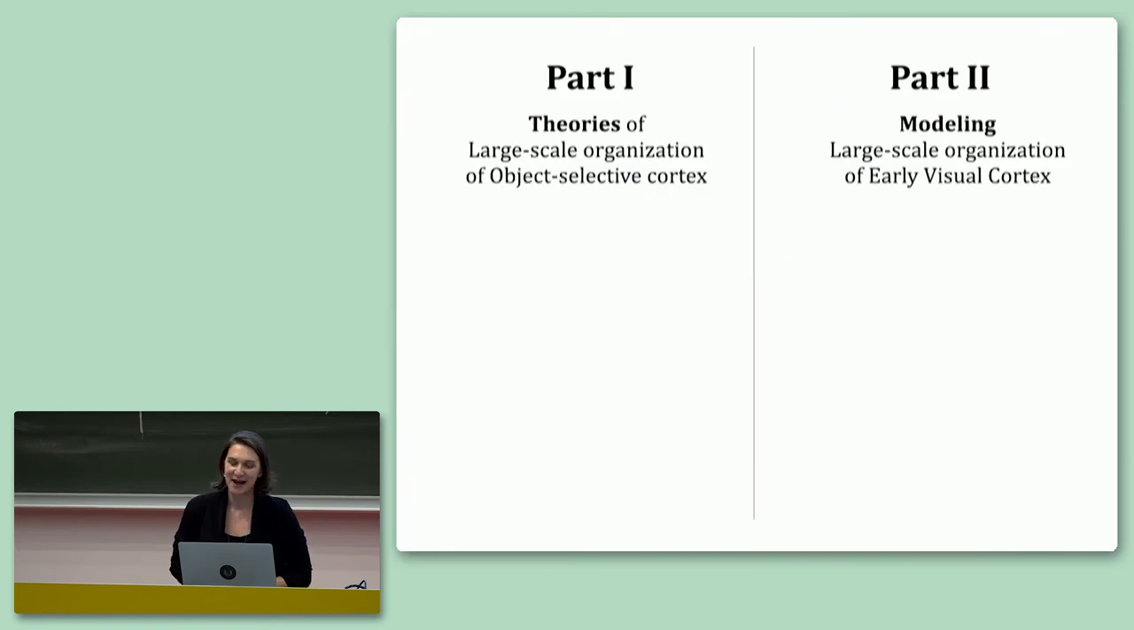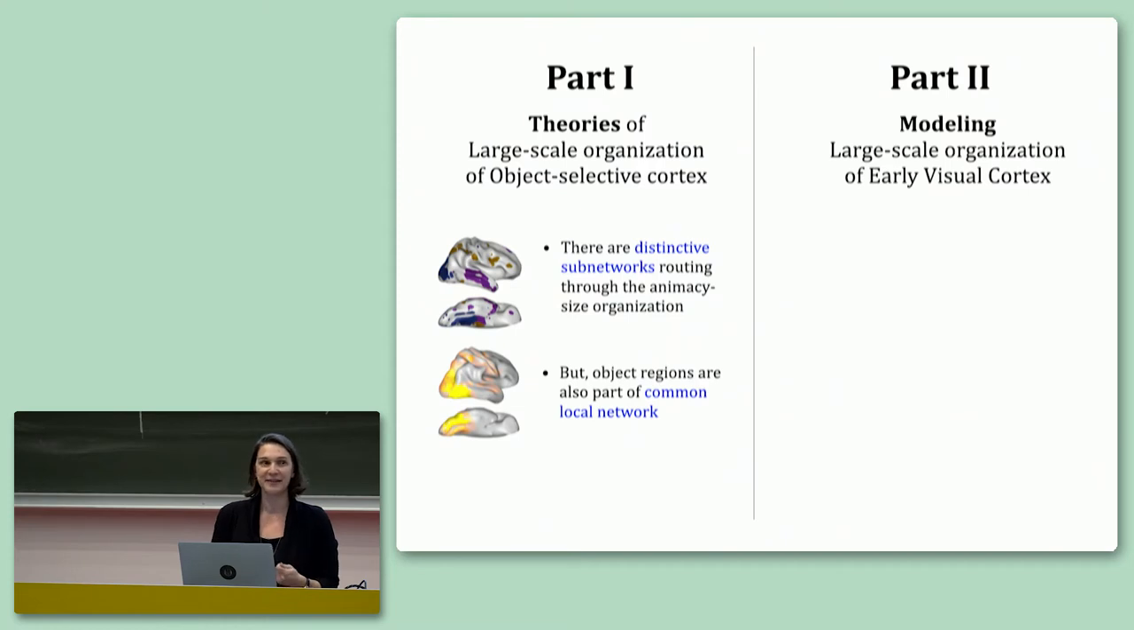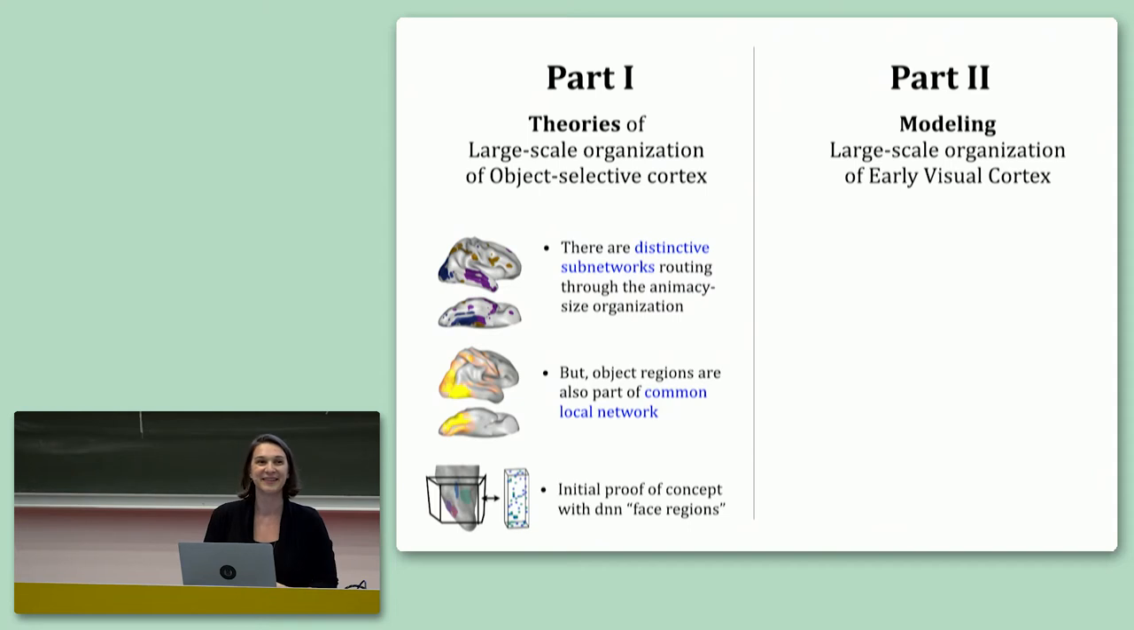To summarize, in part one, I told you about the different theories for the large-scale organization of object-selective cortex. I showed you some data that there are distinctive subnetworks that route through this animacy size organization, but that these object regions also are part of a common local network. And that has a lot of interesting implications for how we think about the cortex. And I've started to put some initial data out there that suggests, well, maybe this is a different way of thinking about what the features are in these regions, with an initial proof of concept and a lot more work to do there.